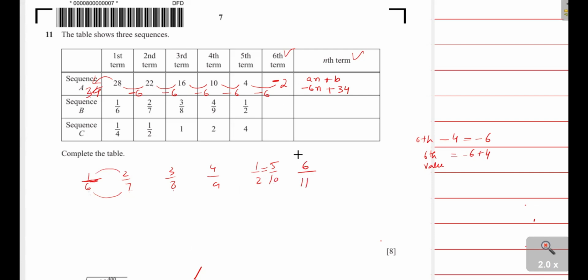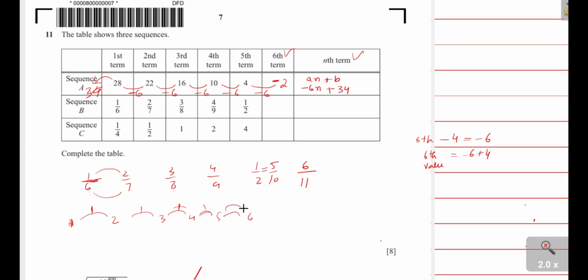And after mentioning the sixth term, we have to write the nth term. To write the nth term, firstly we write the sequence of numerators. Look here, the sequence of numerators is 1, 3, 4, 5, 6. The difference between two terms is 1. Therefore, this is a linear sequence.